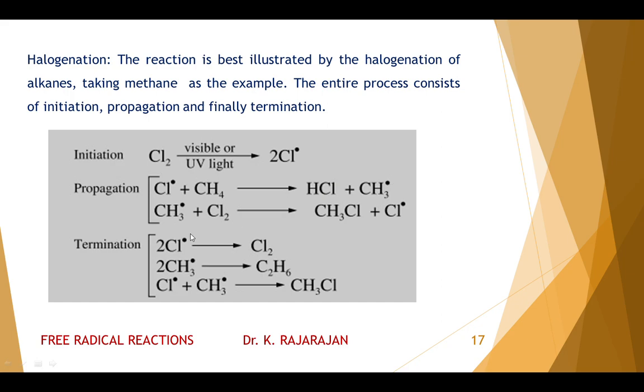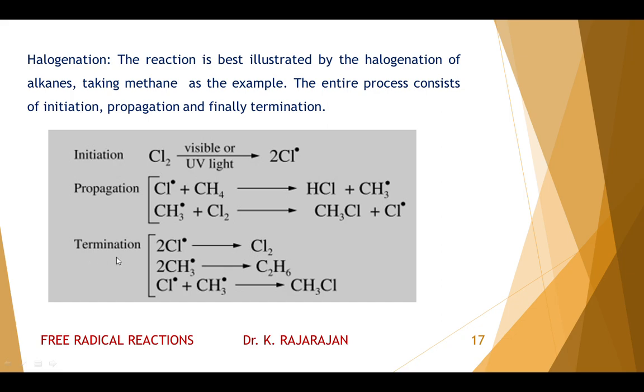The formed methyl free radical, when it reacts with a molecule of chlorine, gives methyl chloride and a free radical of chlorine. And this chain will be propagated like this. And finally, when two free radicals meet together, the chain gets terminated. This is what is called the termination reaction.